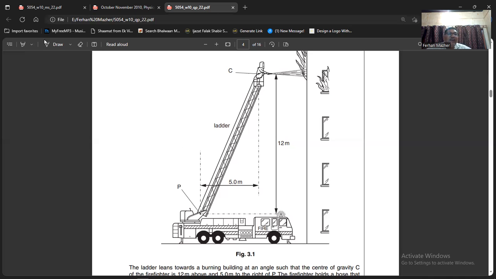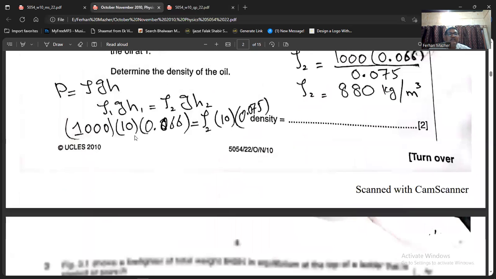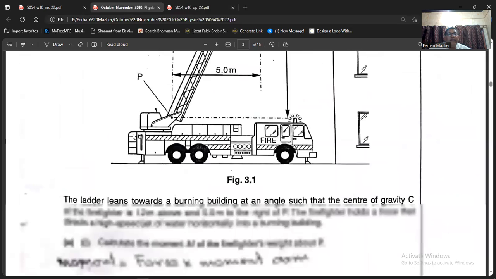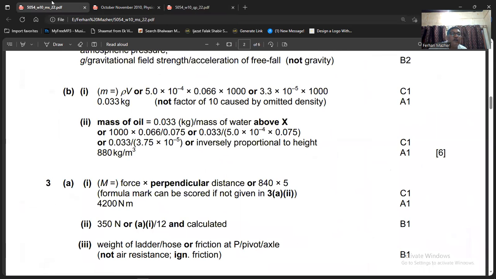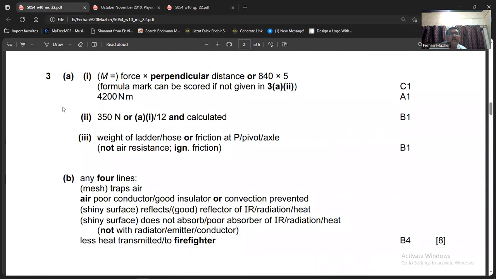The moment is weight multiplied by the moment arm. So here we have the moment will be equal to force multiplied by the moment arm. The force is the weight, and that is 840 Newton, and the moment arm is 5 meter. So 840 multiplied by 5, that will be 4200 Newton meter. 4200 Newton meter is the right answer.